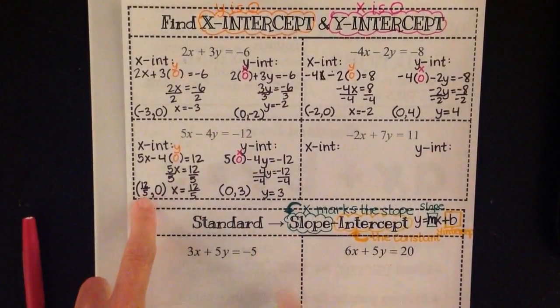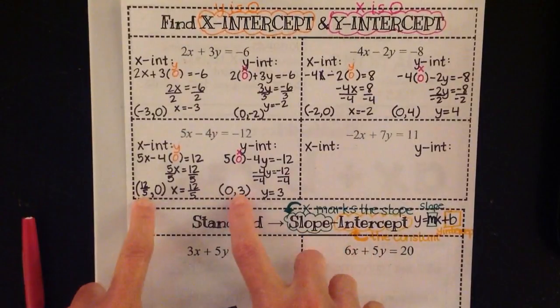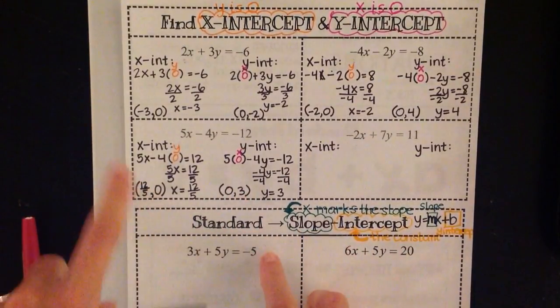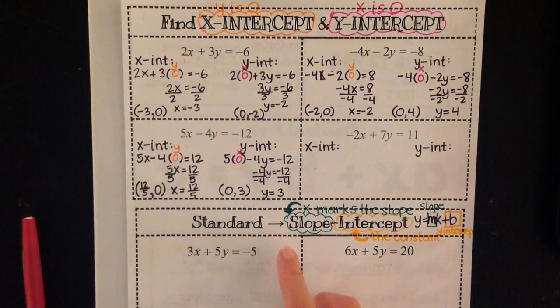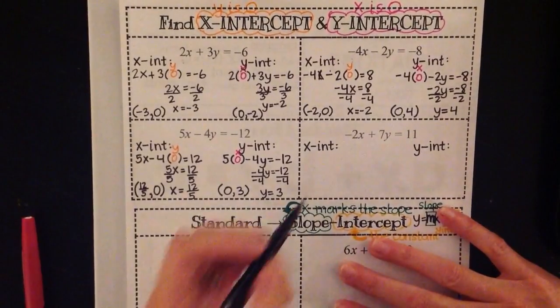So my graph line crosses the x-axis at about 2.4, crosses the y-axis at positive 3, and now if I was sketching a graph again, we could connect those points and we could get an idea about what we should expect from our slope as far as the sign of it, not its actual value.